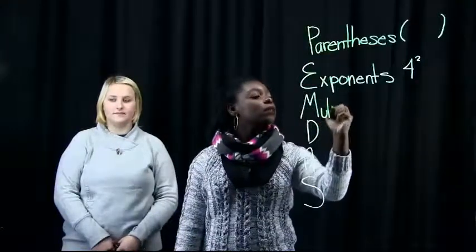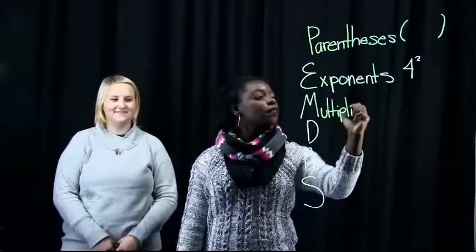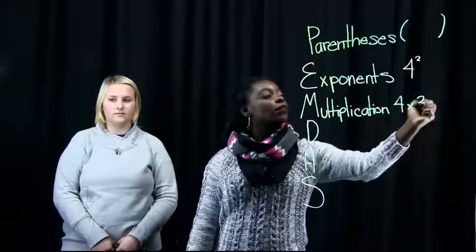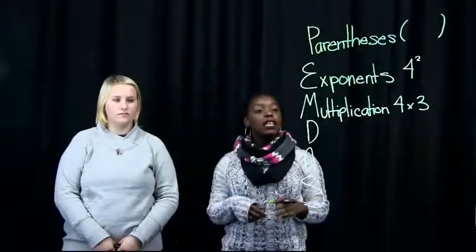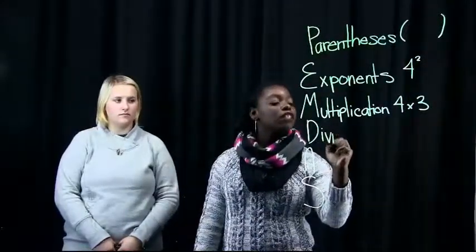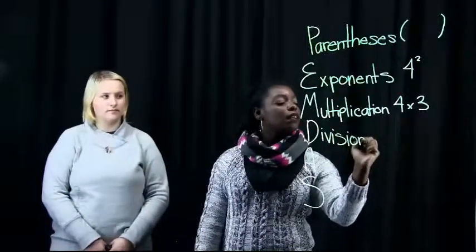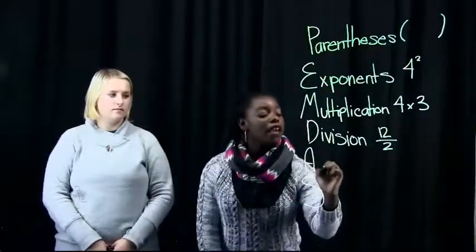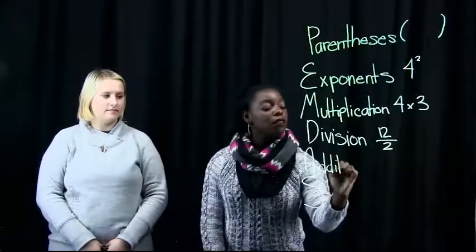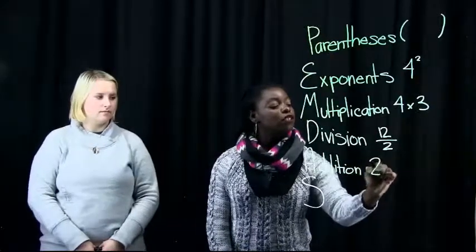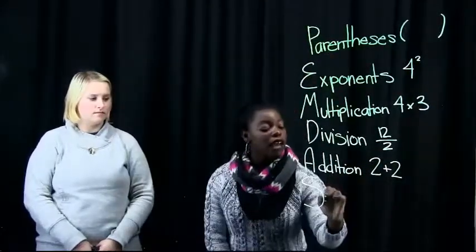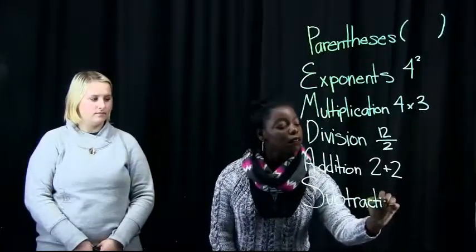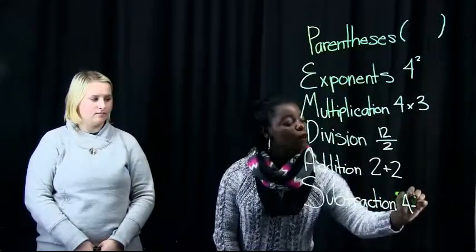The next one is multiplication. So like 4 times 3 or 6 times 11 or anything like that. And then of course D stands for division. And that's like 12 divided by 2, or any types of division problems. A is for addition. So like 2 plus 2. And then S is for subtraction. So like 4 minus 2.